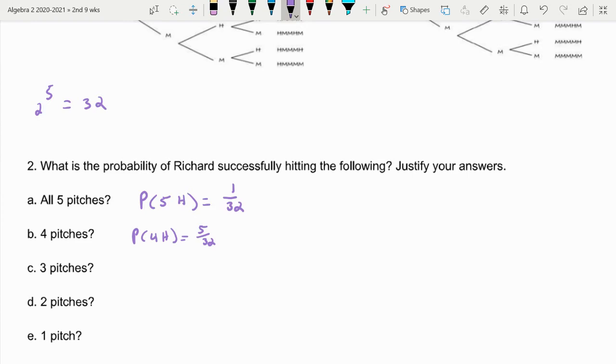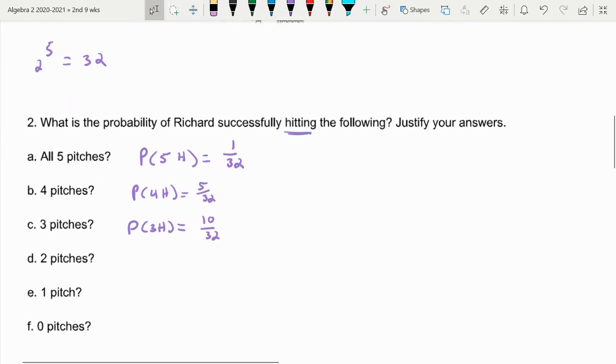Then three pitches, so the probability of three hits is going to be 10 out of 32. Again, the keyword here is hitting, so that's what we're focusing on, hits. Of two pitches, there's only two that he has him hitting two of them, so the probability of two hits is also 10 out of 32. And then one pitch, so one hit, is 1 out of 32.